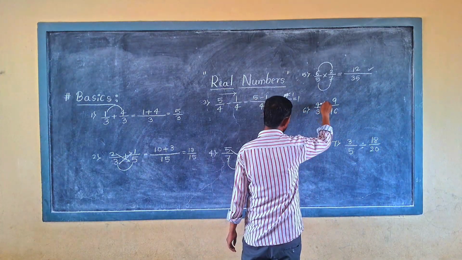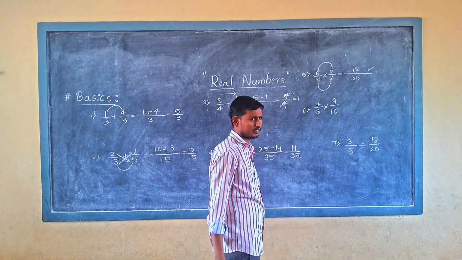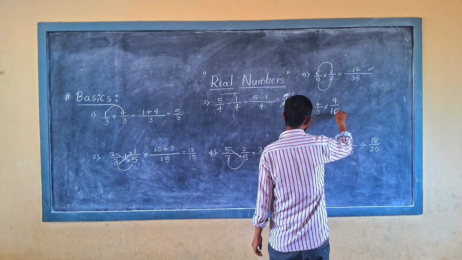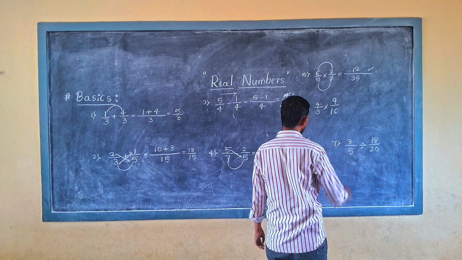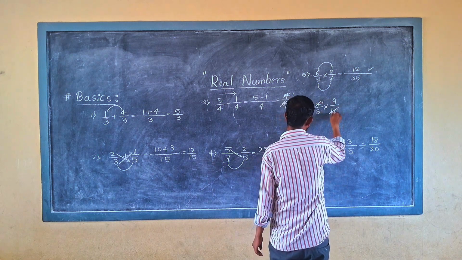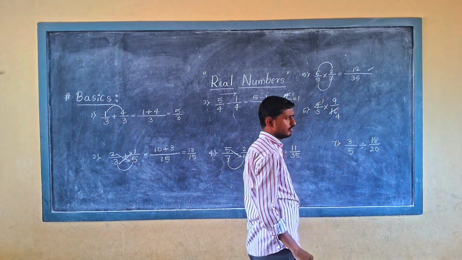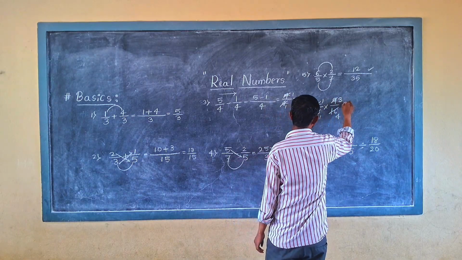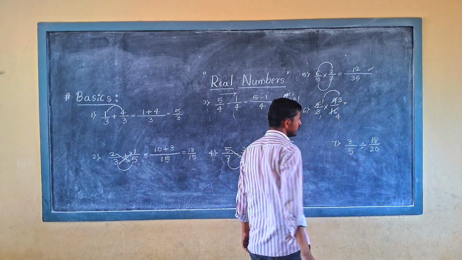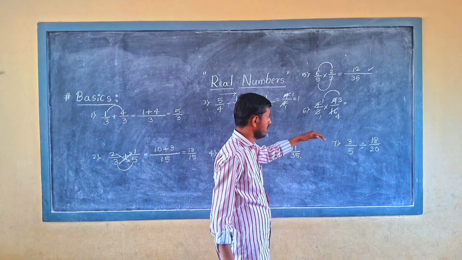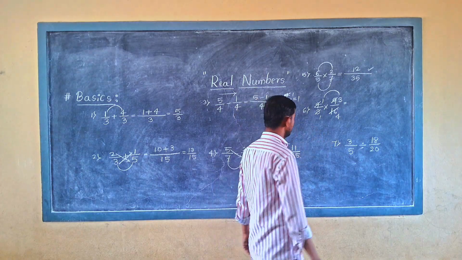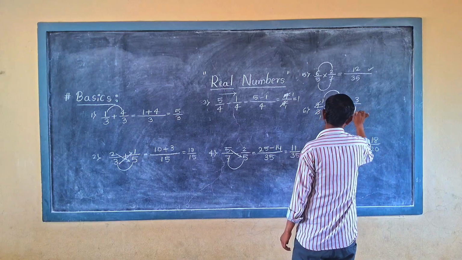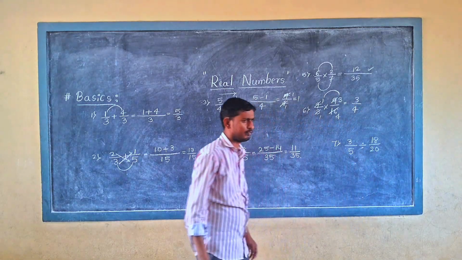Here the numerator and denominator do not have any division. 9 and 16, here also not. Here 4 ones are 4, 4 4s are, cross division happens. 3 ones are 3, 3 3s are. Again, we just multiply numerators with respect to denominators. 1 3 is 3, 1 4 is 4. The answer is 3 upon 4.